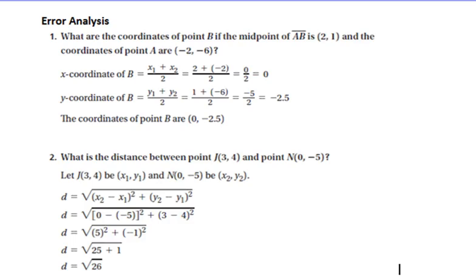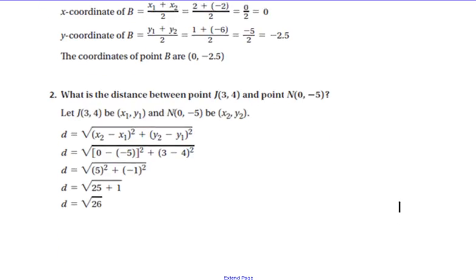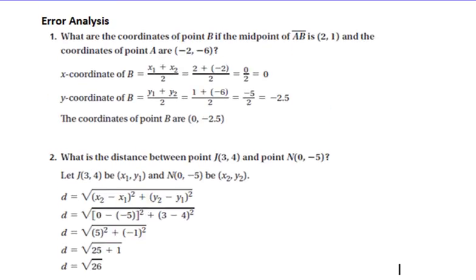So finally, I have two error analysis problems for you. Finding the error. Number 1 says, what are the coordinates of point B if the midpoint is 2, 1, and the coordinate for A is that? So kind of like one of those problems we did before, where you find the missing coordinate when you have the midpoint and the other coordinate. Find the error in that work. And then number 2, we're using the distance formula. Find the error in that work. Okay, and I'll go back and show you now those 2 problems.